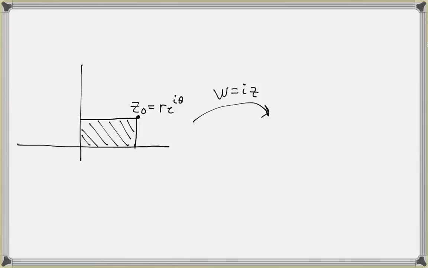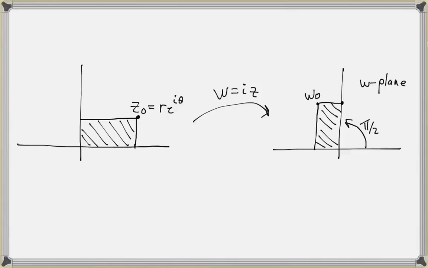Next, let's look at the transformation of the rectangular region shown in the first quadrant here, with corner at z0 equal to r e to the i theta, under the transformation w equals iz. We see that this rectangle will be rotated pi over 2 radians counterclockwise, and so we would end up with the following. So the image of z0 would be w0, and we see that it's like taking the rectangle and standing it up on its edge.